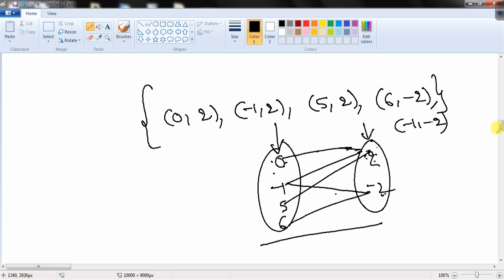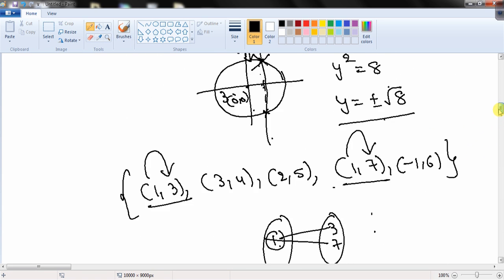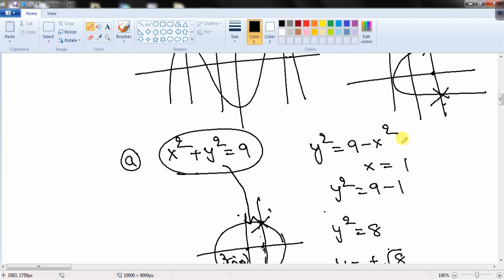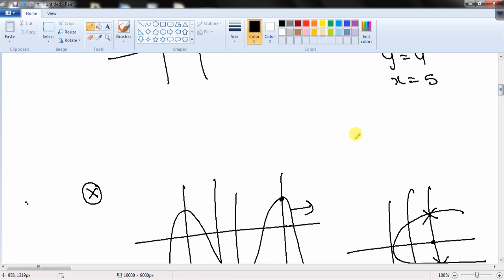So if they give a relation, you just go to the basics. If they give an equation, substitute values for x and see if you are getting exactly one value for y. If they give a graph, just draw the vertical line test. If it passes the vertical line test, then it is a function.